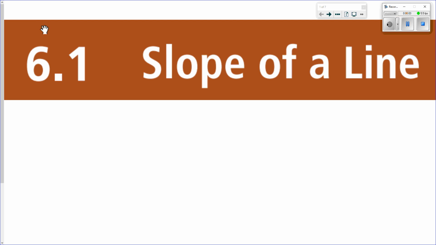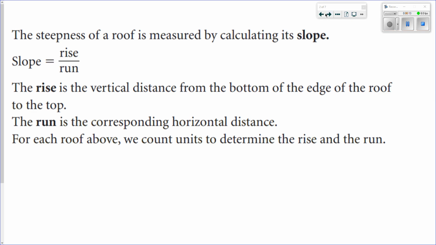All right, in this topic, we're going to take a look at the slope of a line, what that means, how we can calculate it, and what we can do with it. So slope is measured by taking the rise divided by the run. The rise is the change in vertical distance, the change in y. If you're looking at an x-y axis, the run is the change in the x-axis, or the horizontal distance.